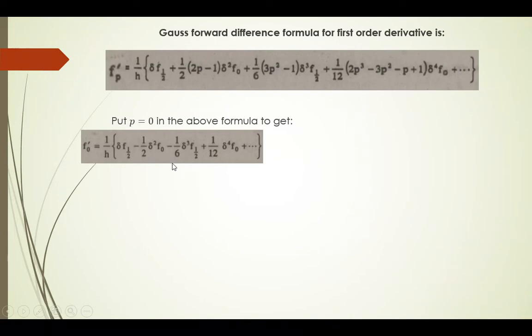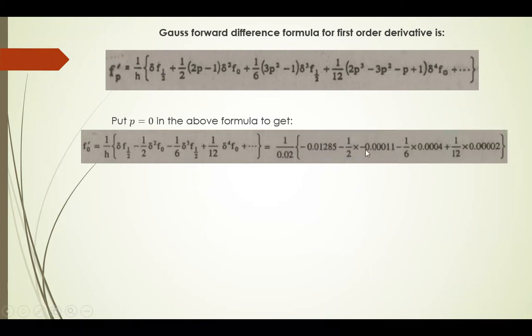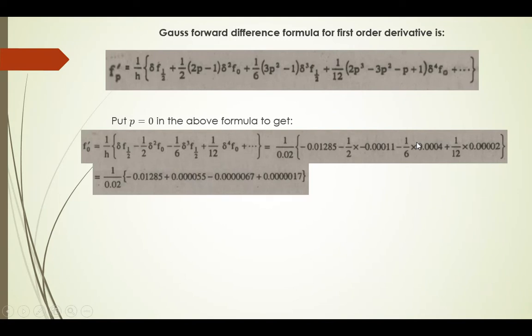So from table you need to replace sigma of 1 by 2, sigma square f naught, sigma square f1 by 2, sigma 4 f naught, to get this side, replacing these values and simplifying these values, you will get this thing, and the last one is this thing, and the very last one is minus 0.640. So that is the first derivative regarding Gauss forward difference formula.